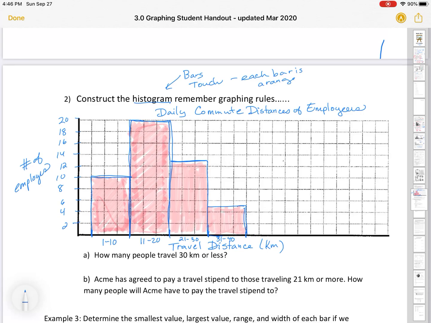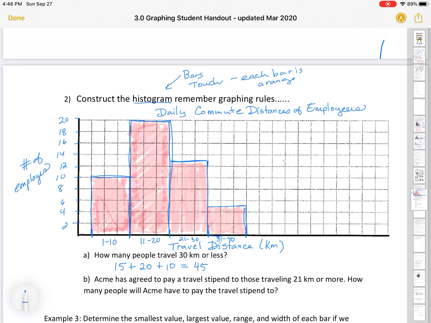So that's 30, which is the top part here. So that means we're going to add that row, which is 15, plus the 11 to 20, which is 20, plus the 10, which is 1 to 10. And we will get 15 plus 20 plus 10. Okay, 45.